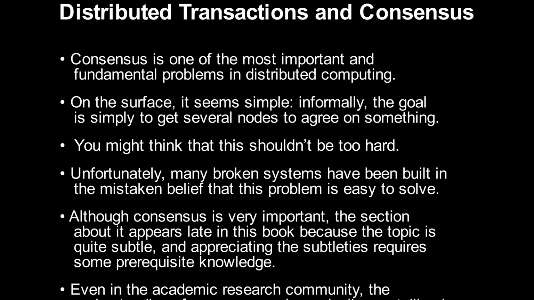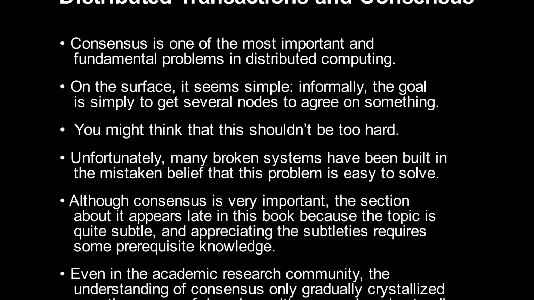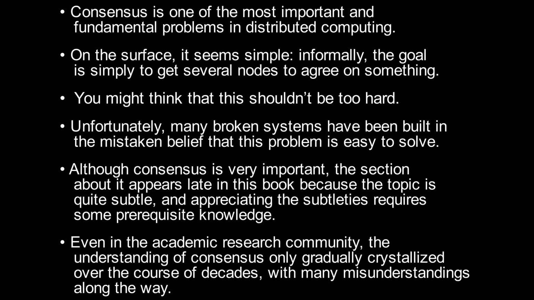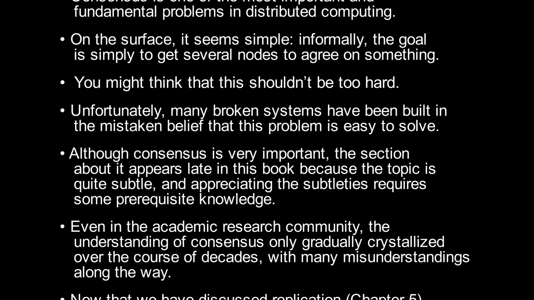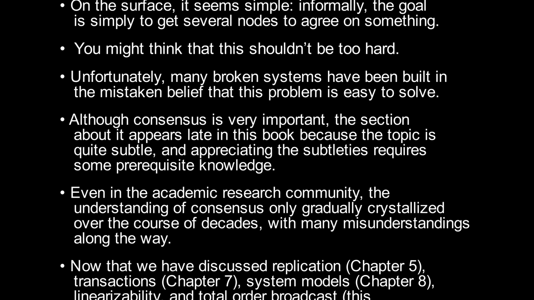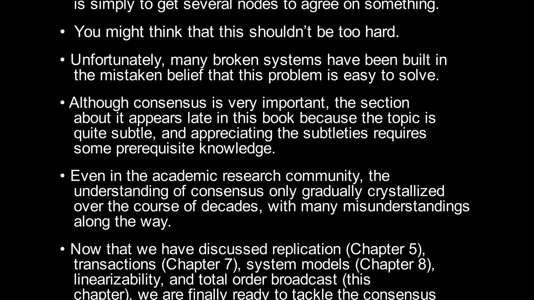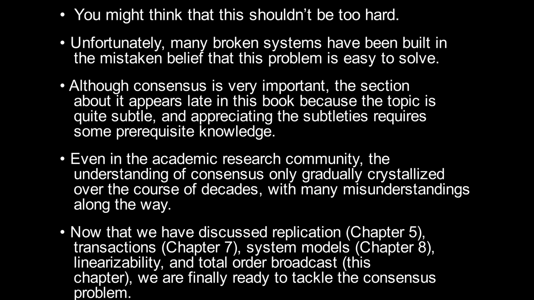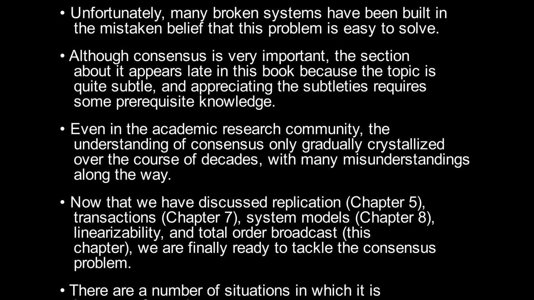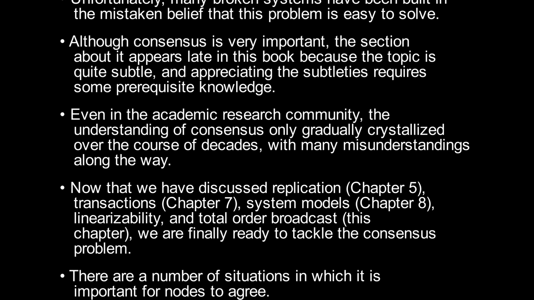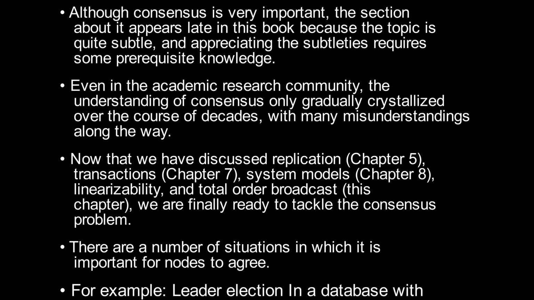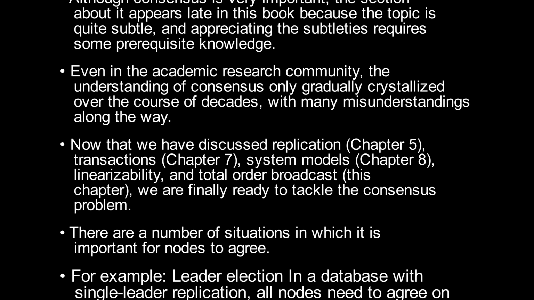Although consensus is very important, the section about it appears late in this book because the topic is quite subtle, and appreciating the subtleties requires some prerequisite knowledge. Even in the academic research community, the understanding of consensus only gradually crystallized over the course of decades, with many misunderstandings along the way. Now that we have discussed replication (Chapter 5), transactions (Chapter 7), system models (Chapter 8), linearizability, and total order broadcast (this chapter), we are finally ready to tackle the consensus problem.